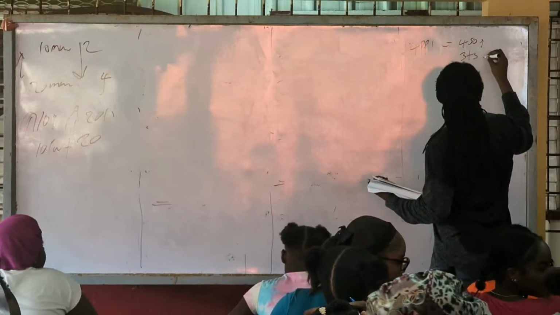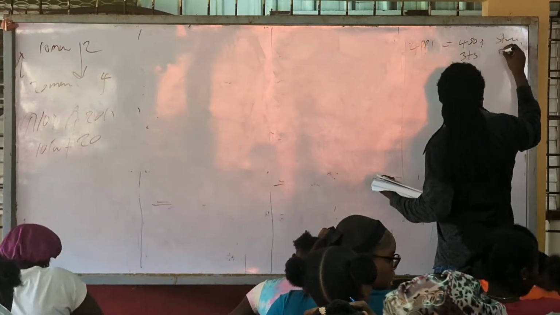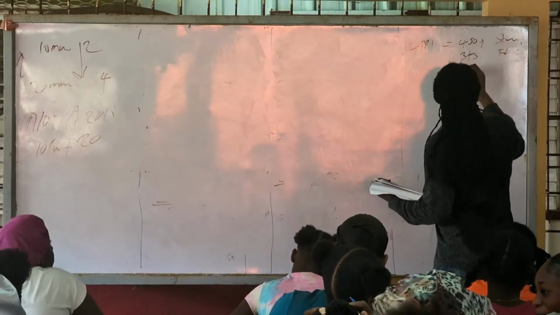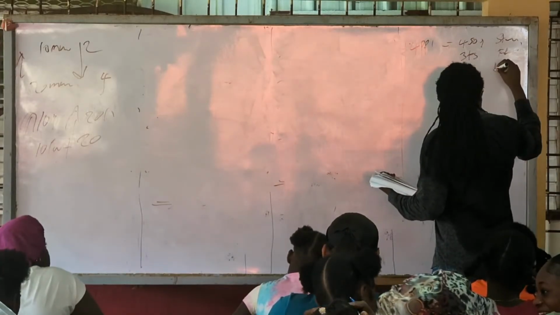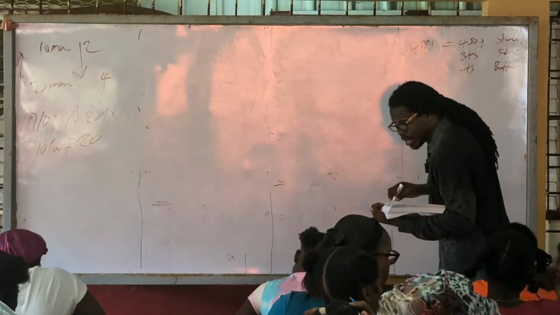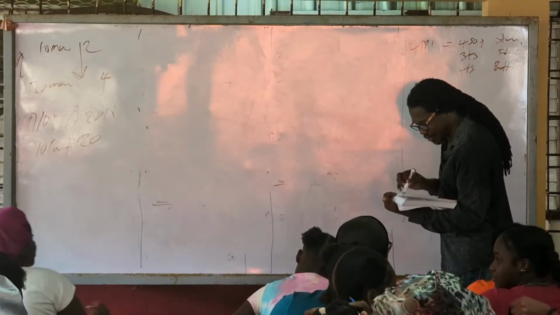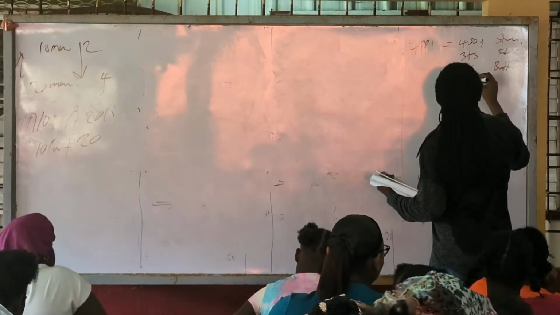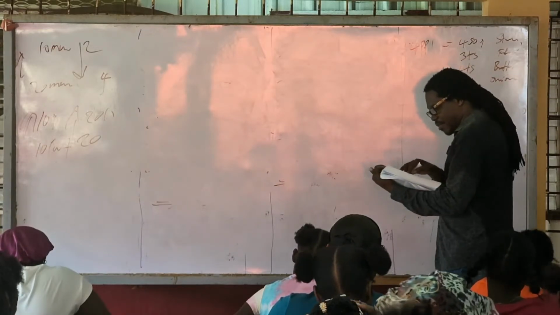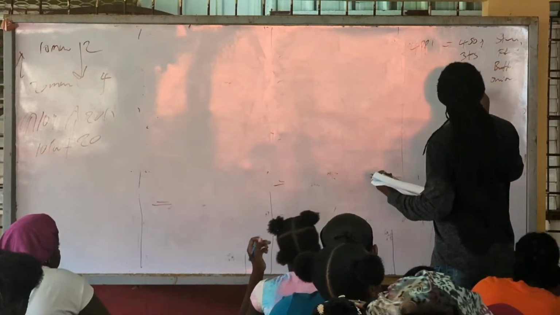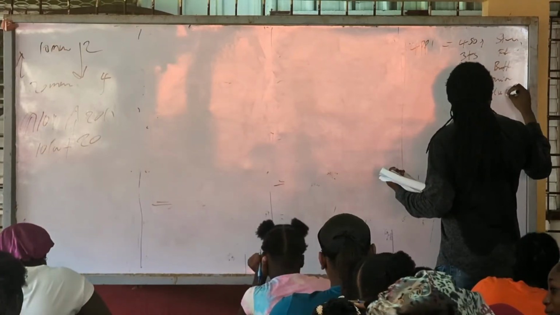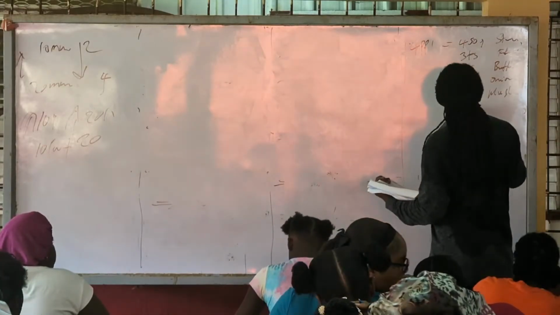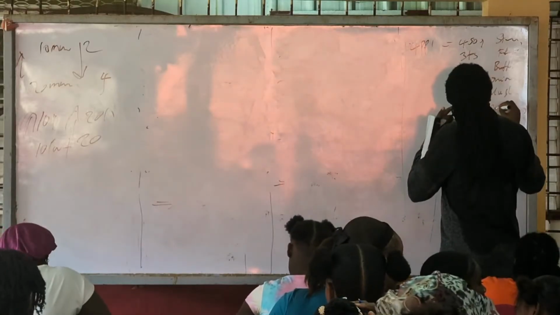4 tablespoons of butter, 50 grams of onion, 75 grams of mushroom, and 140 grams of sour cream.